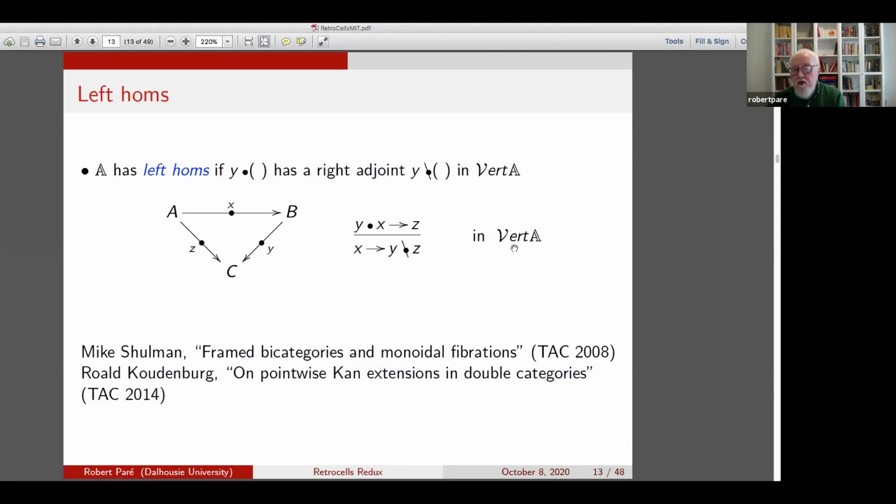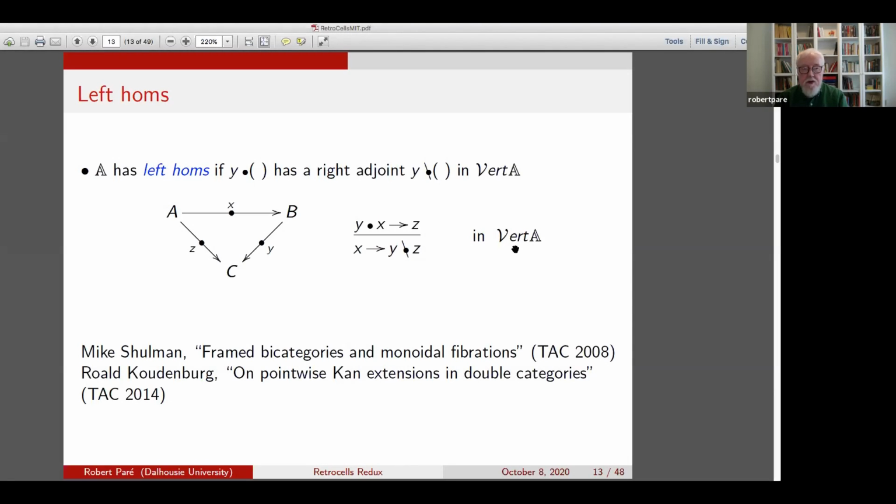But all of this is going on merely in the vertical bicategory. So it's not really a double category construct. It's a bicategory construct. And we would like to improve this somewhat. These were introduced by Mike Shulman in this paper, Framed Bicategories, in TAC, and used extensively by Robin Cockett and Richard Garner, studying Kan extensions in double categories.